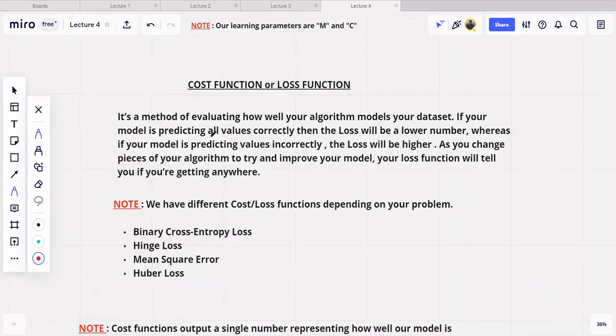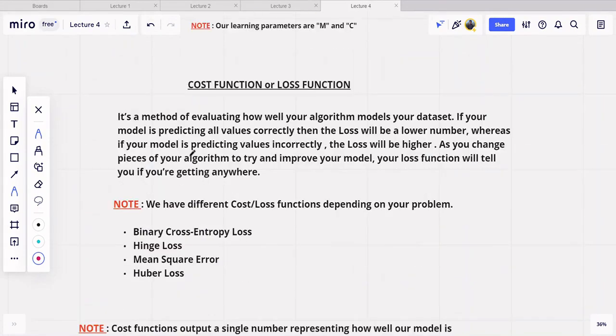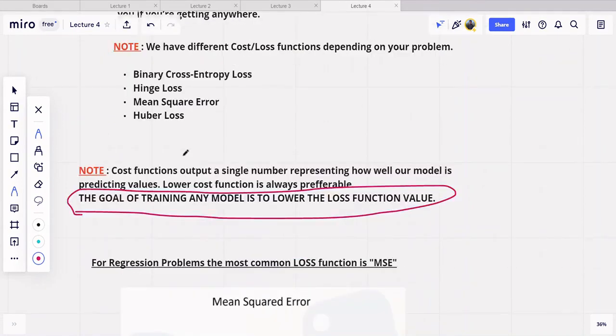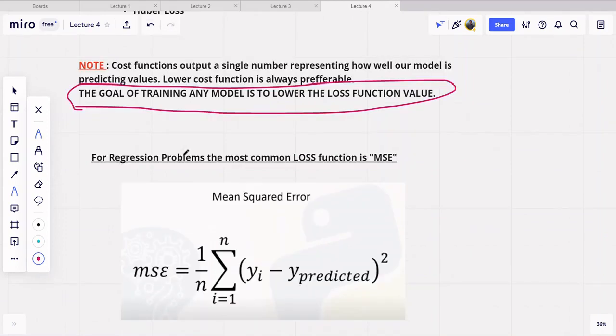So again, loss function is a mathematical function that outputs a single value, which is kind of like a metric. It tells us how well our machine learning model is doing, and our main goal is to lower this loss function. The lower this value, the better it is for us. A lower value represents that our model is predicting correct values. A higher loss value would mean that our model is not predicting correct values.